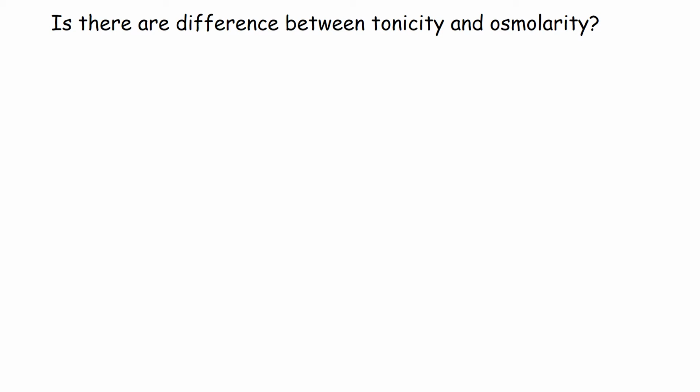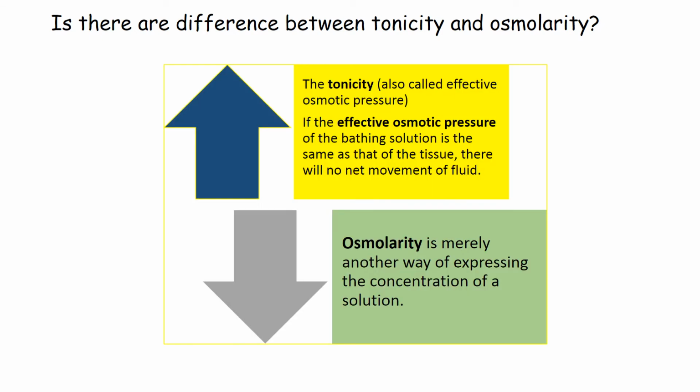So the question arises, is there any difference between the tonicity and the osmolarity? We know that the osmolarity is nothing but a way of expressing the concentration of the solute. When in clinical practice we talk about it, we use the word tonicity, which is nothing but comparison with respect to plasma osmolarity, and we know that it is the effective osmotic pressure.